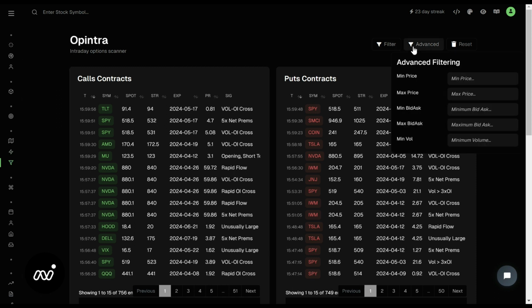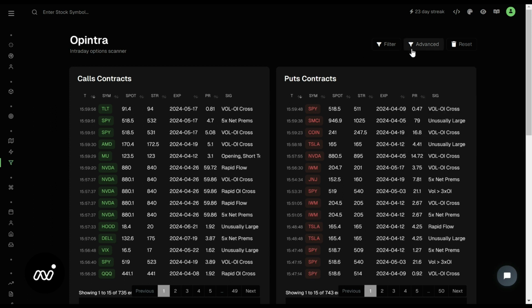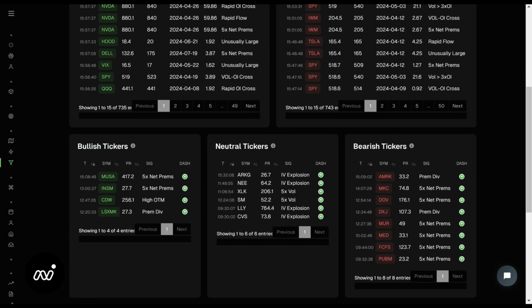As always, one of the things I like to do is set my minimum price to $15. Same options that we have here, min price, max price, all of that stuff still the same. Nothing too confusing or difficult to take a look at. A lot of information to go through. You get to see your bullish tickers and your bearish tickers, and it's giving you the information right here as you go.